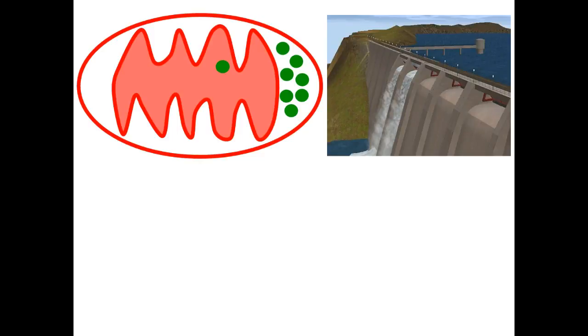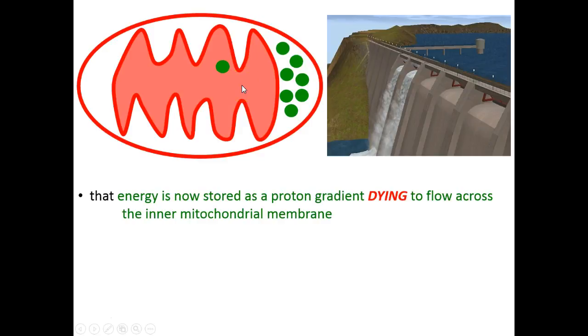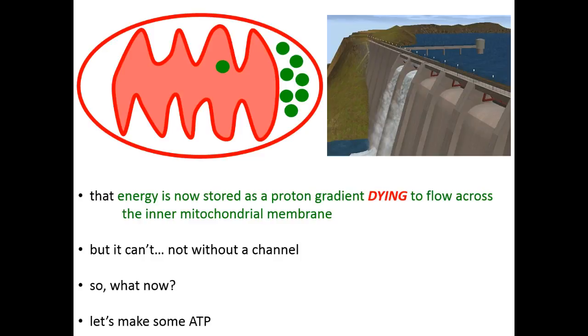And this is the diagram that I showed at the end of that last lecture to show that, and I made the point that essentially we're going to treat this like a dam, where the inner mitochondrial membrane is the dam itself. We've got a lot of water or protons on one side of that dam, and much less water or protons on the other, and of course water always wants to flow from where there's more of it to where there's less, and these protons are no exception. So we have that energy stored as a proton gradient, where protons are literally dying to flow across the inner mitochondrial membrane, but they can't because that membrane is severely semi-permeable, and without a channel, those protons have no way to move. So the question becomes, what do we do now?